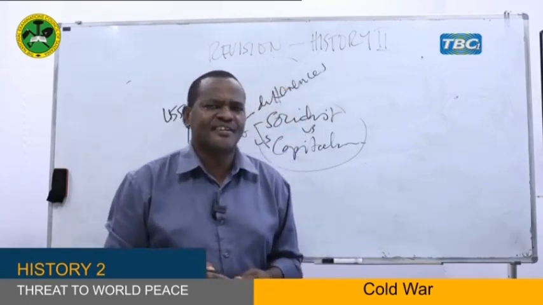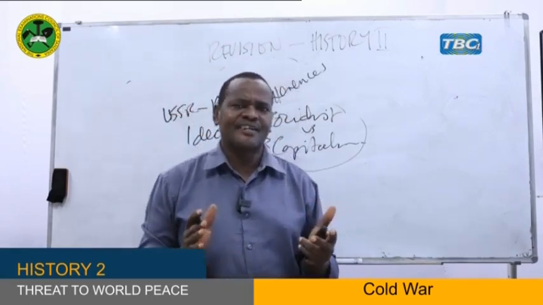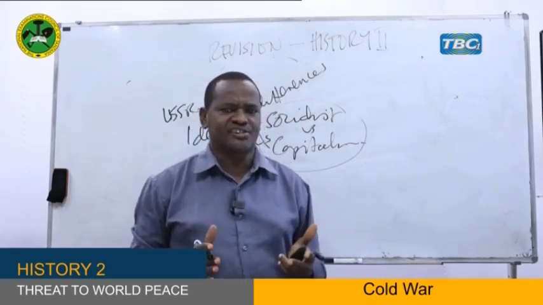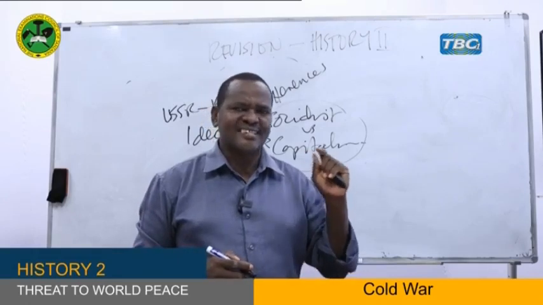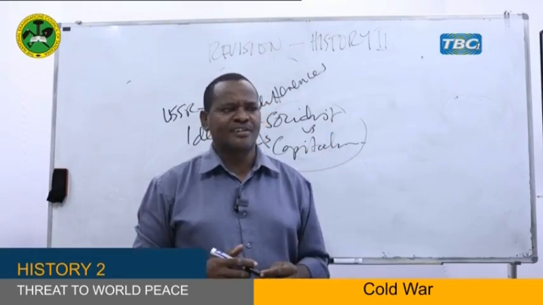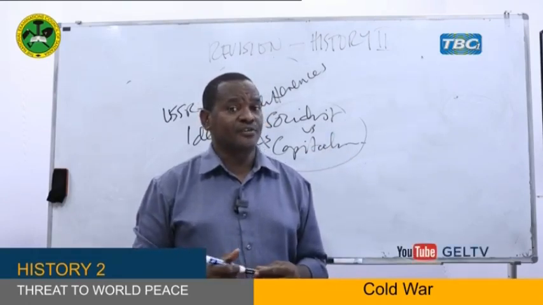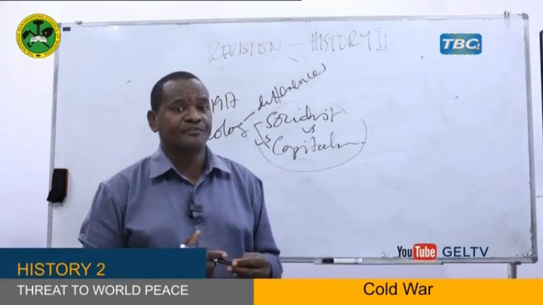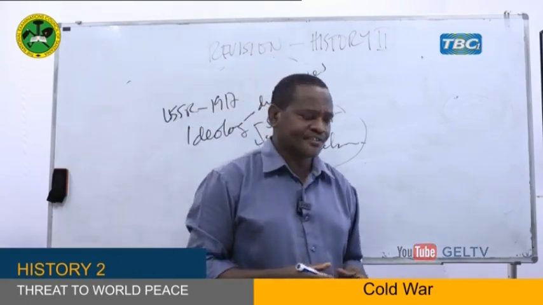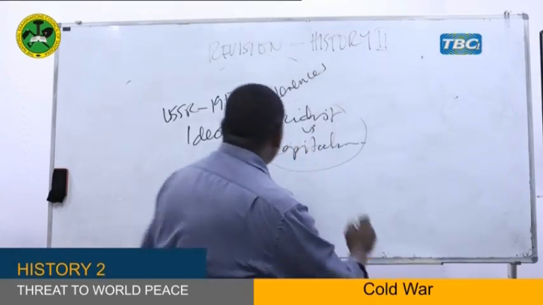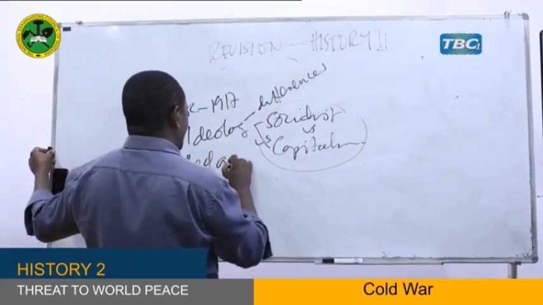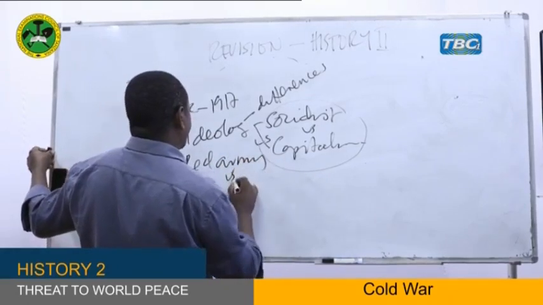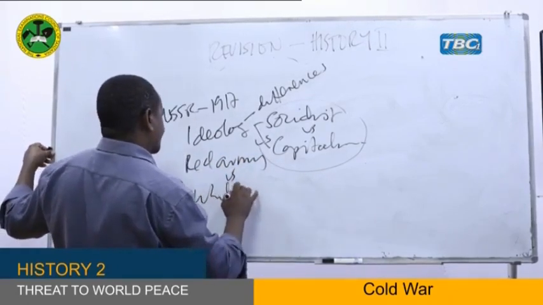My dear students, this can be proved: the United States of America, the French and the British did not accept the Soviet Union from day one when it was established. In 1917, after the revolution, there was the outbreak of civil war in the USSR. That war was fought between the Red Army, which was the Bolshevik army, vis-a-vis the White Army.